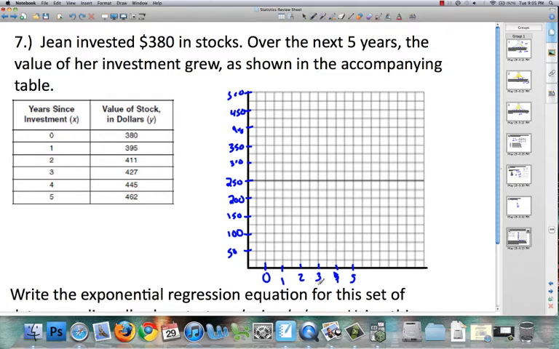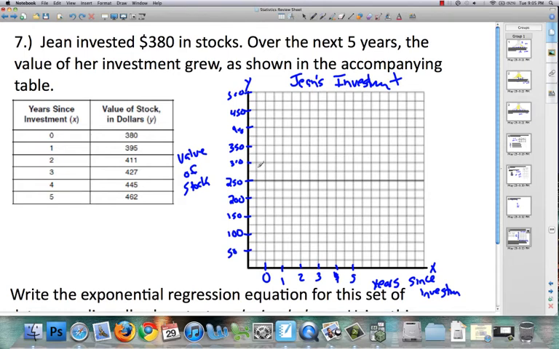So you want to make sure that you label your axes. I'm running out of room on the bottom here, but this would be years since investment. Here will be value of stock. And we'll name the scatter plot. We'll call it maybe Gene's investment. Make sure you label, put a title, do all that good stuff. So now we'll just plot our points.